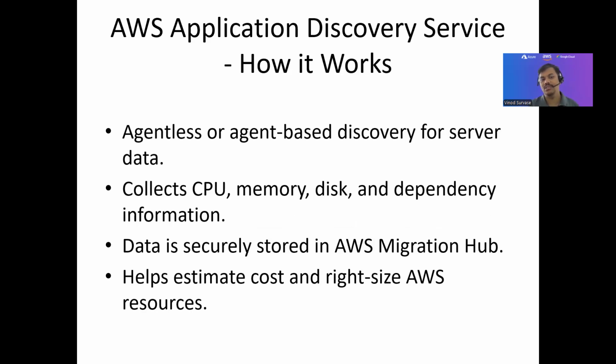How it works: it's also agentless or agent-based discovery for server data, which collects the CPU, memory, disk, and dependency information, if there are any, across the data centers. The data is secured and stored in AWS Migration Hub whenever it is collecting. It also helps to estimate cost and right-size AWS resources. So now it is going to analyze everything, and right-sizing and cost estimation are part of the FinOps capabilities, where we will get clarity and understanding on how we can right-size the resources so that we will not end up paying a lot of cost.